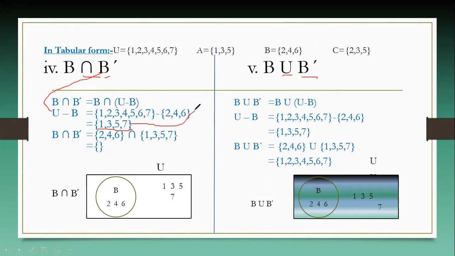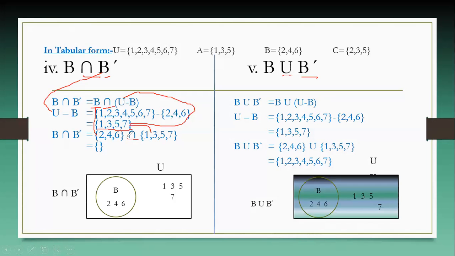Just put the answer over here. That is, U minus B is 1, 3, 5, 7, and find its intersection with B. B is 2, 4, 6. Intersection over there, and U minus B gives you the answer 1, 3, 5, 7.